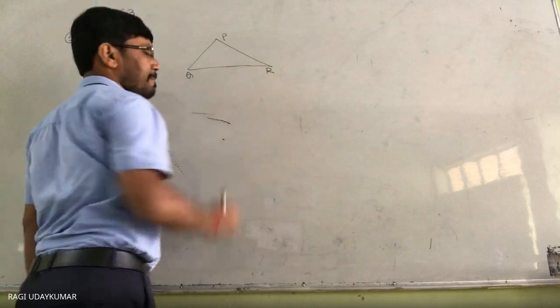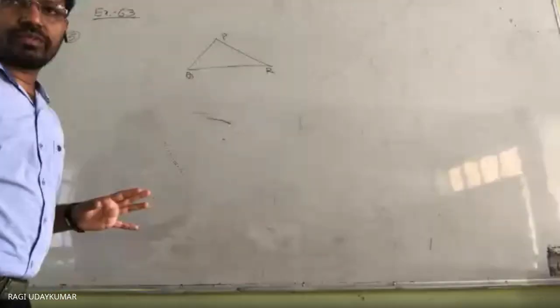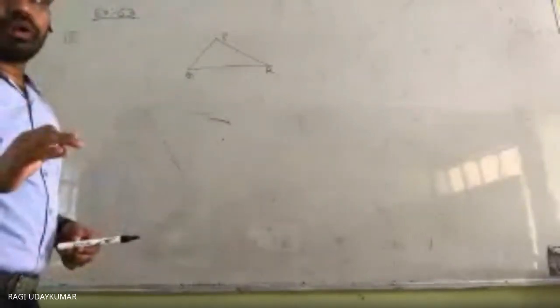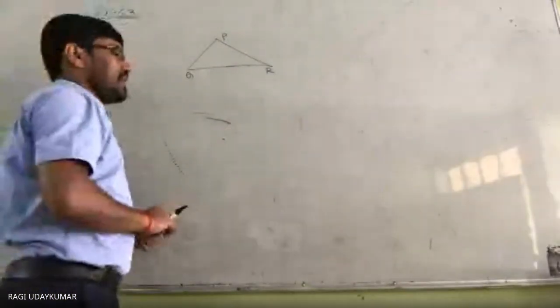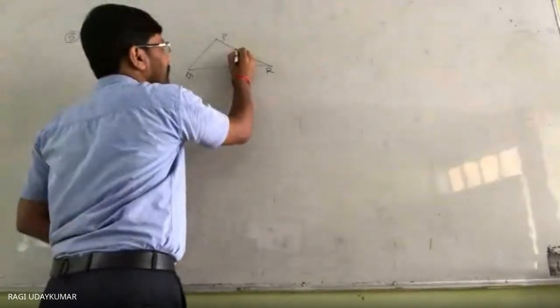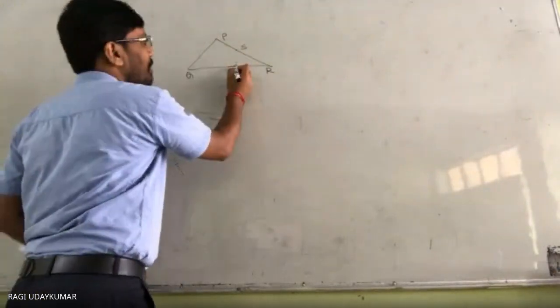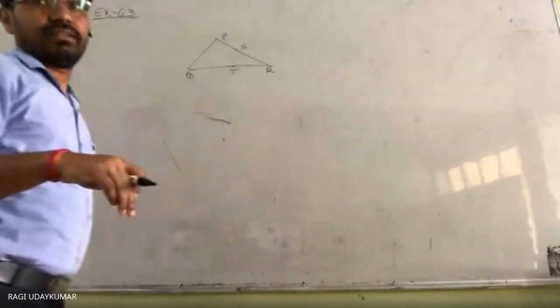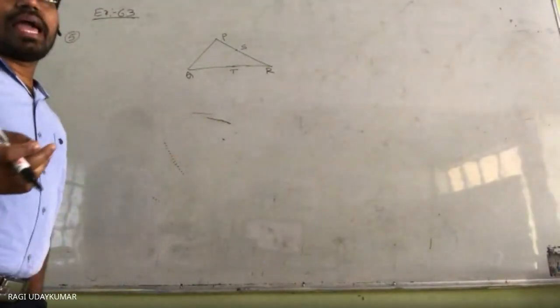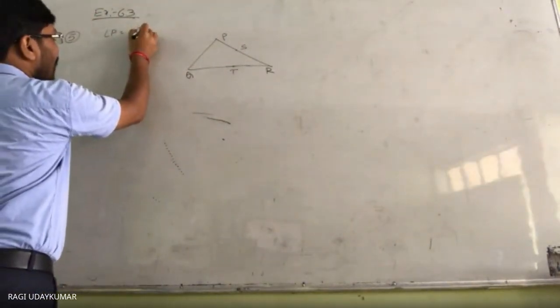PQR. Okay. PQR triangle I have drawn. Is it clear to you? Now here, what is given? PR and QR are the sides. See here, S and T are the points: S is the point on PR, and T is the point on QR, such that angle P is equal to angle RTS. So here angle P is equal to angle RTS.